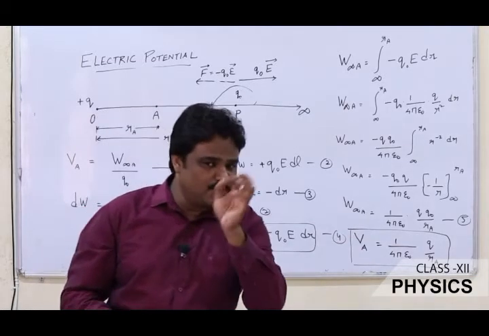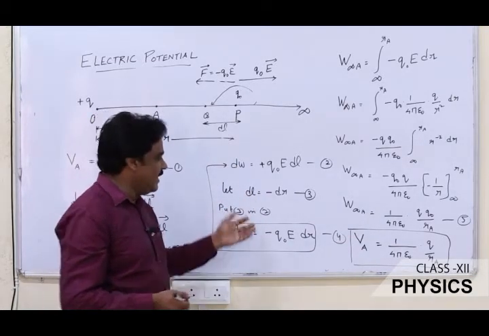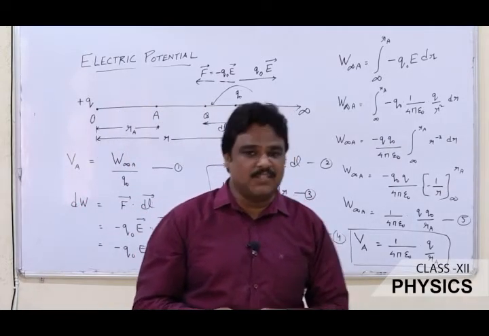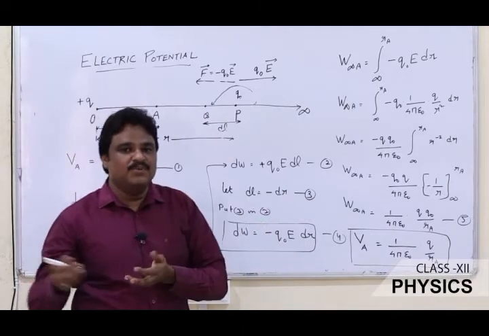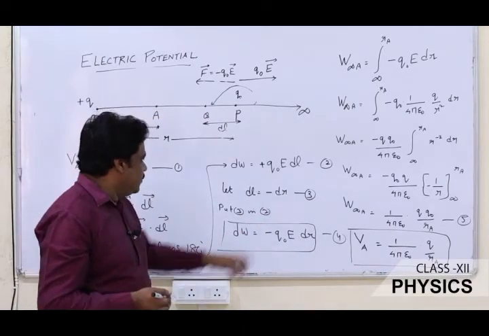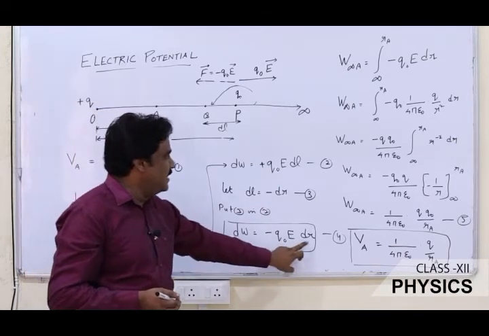Now I am going to do a small approximation, that is let dl equal to minus dr. You know dl can be taken as dr. The negative sign indicates the decrease in the distance. Yeah, the charge is approaching towards the origin. For that nature we are going to put a negative sign. So putting it back, I am going to get dw is equal to minus Q naught E dr.